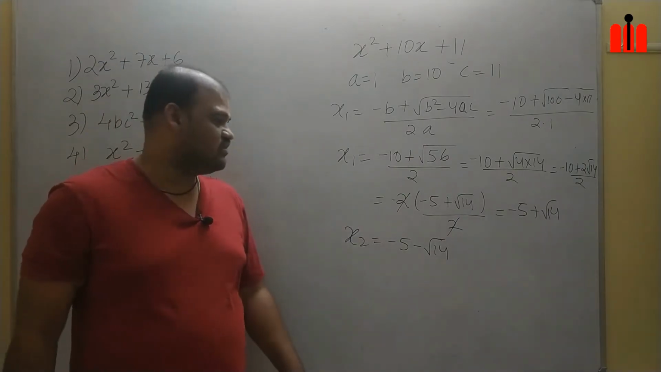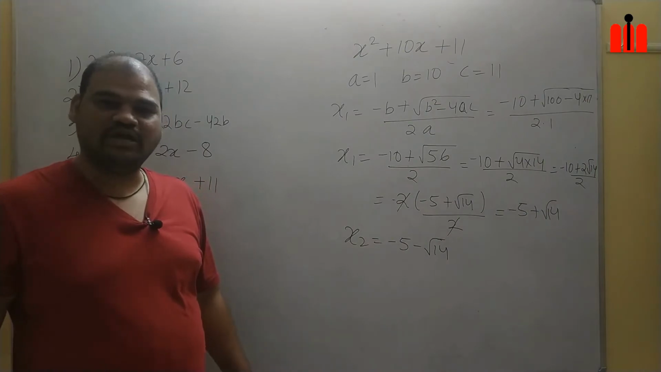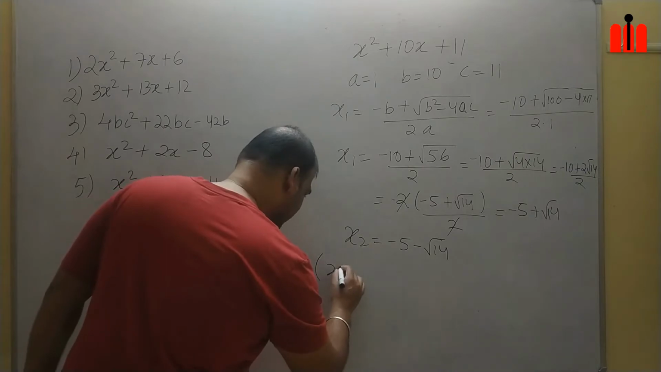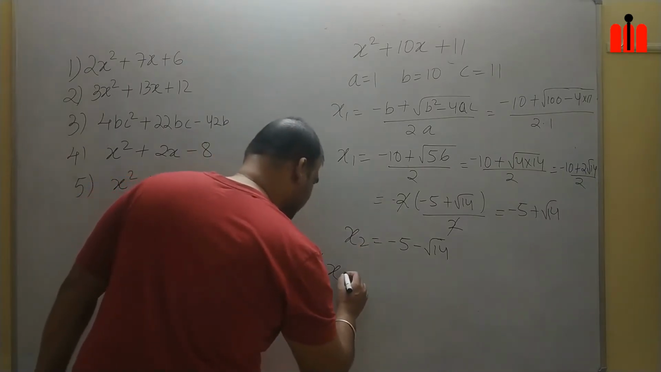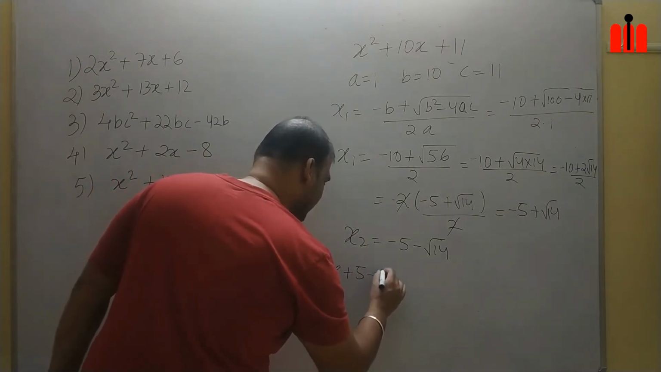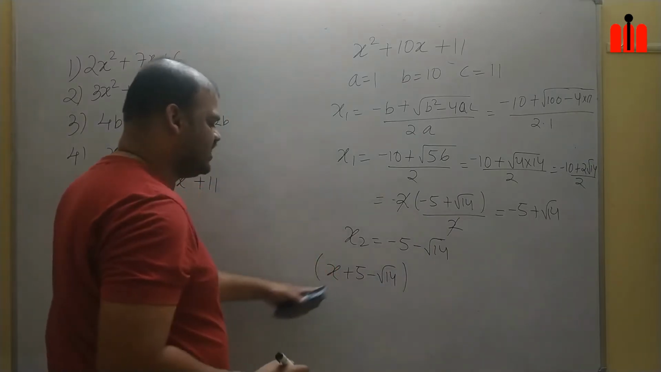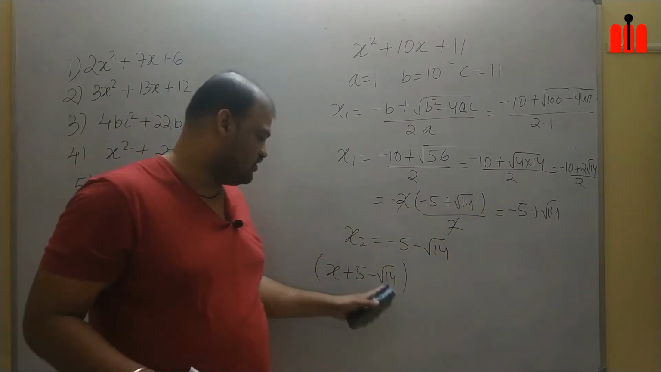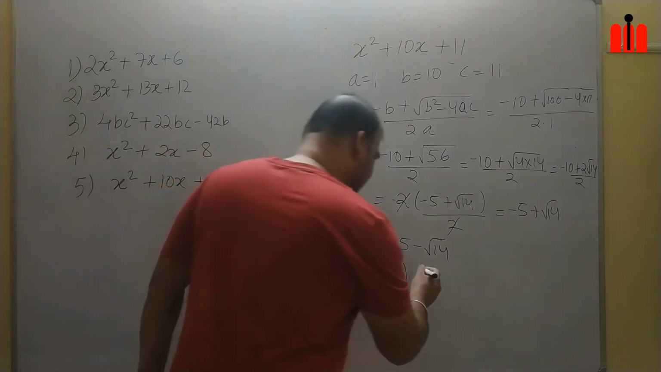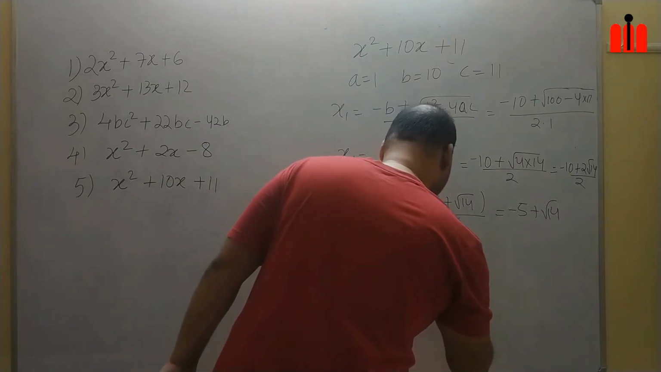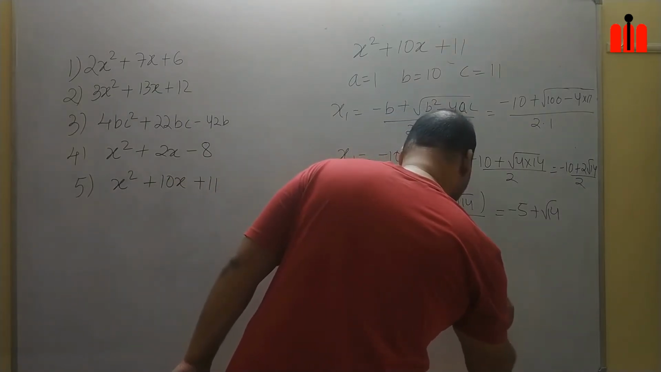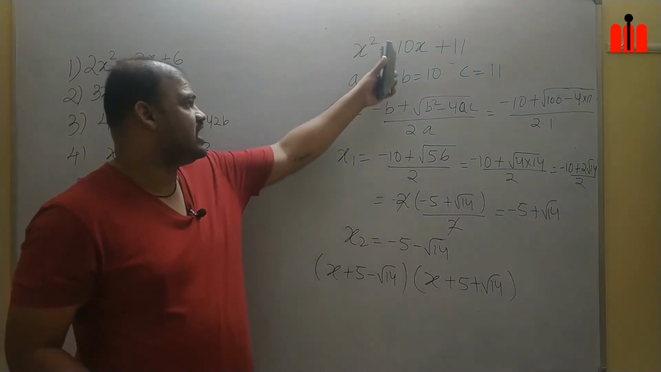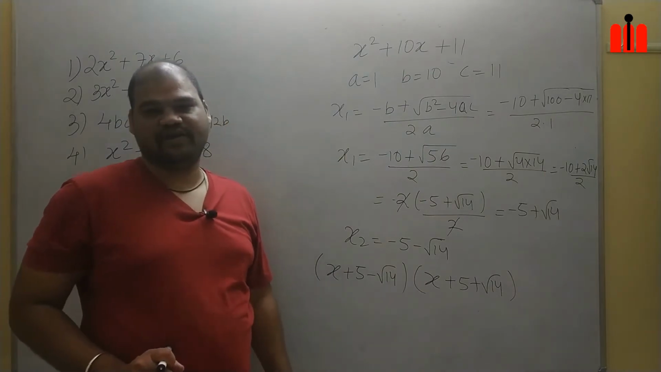What will be x1? x1 will be minus 5 plus root 14. So what will my factors be? The factors will be x minus x1, and x minus x2. Minus minus 5 becomes plus 5, and minus plus root 14 becomes minus root 14. And the other will be x plus 5 plus root 14. So these will be the factors for x square plus 10x plus 11.